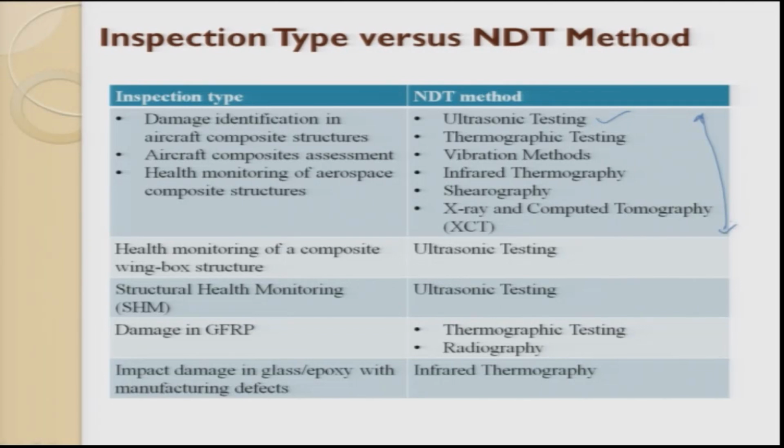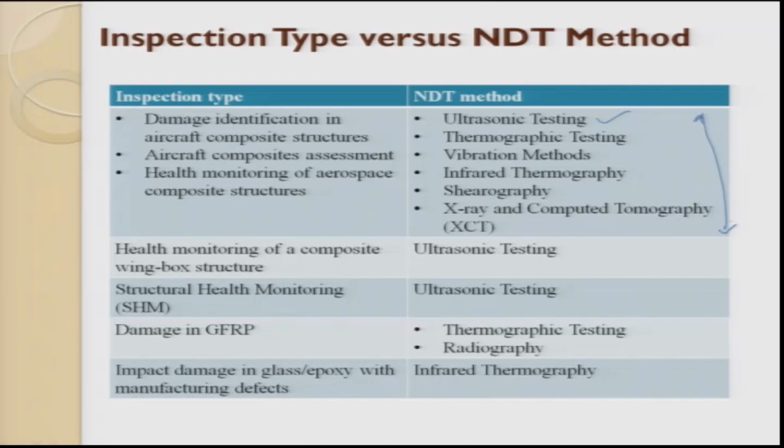So, the next thing is the health of a composite in a wing box structure. This can be done by ultrasonic testing. Then structural health monitoring of blades, of airfoil profiles, again it can be done by ultrasonic testing. Damage in composites can be found out by thermographic testing and radiography, and impact damage can be found by infrared imaging.